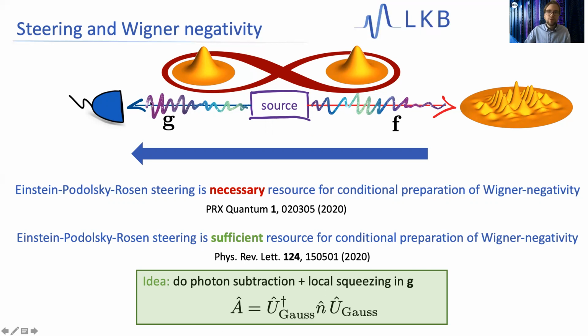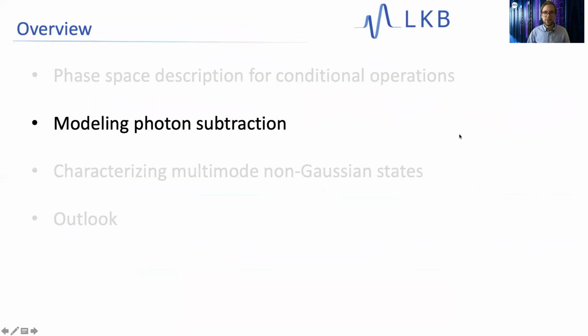And then you are going to do a photon subtraction here. And if you have this steering, you will actually automatically get Wigner negativity on the other side. So photon subtraction is clearly something interesting. So let me explain how we can now use this formalism to model photon subtraction.